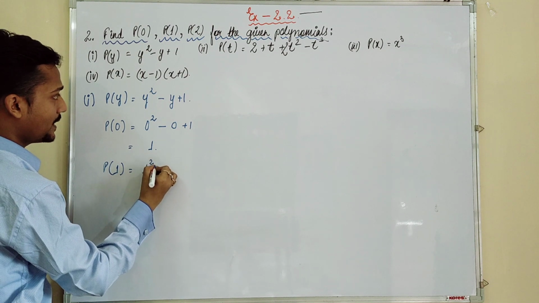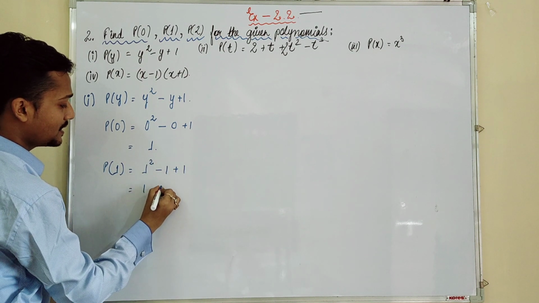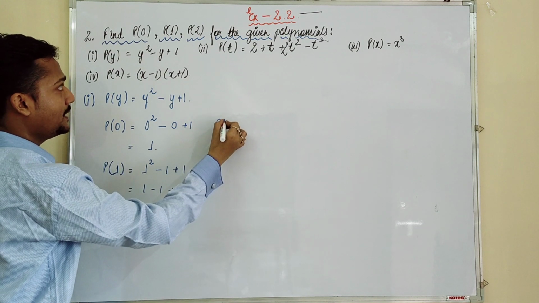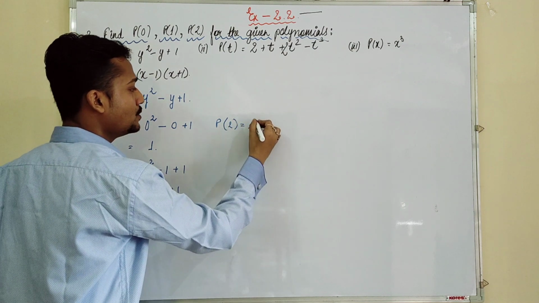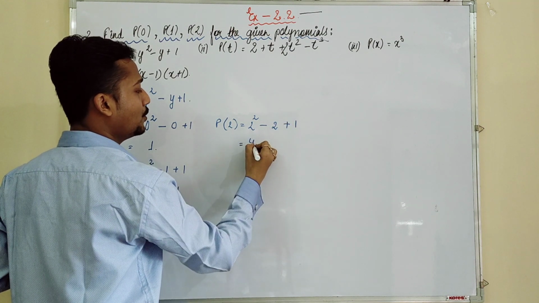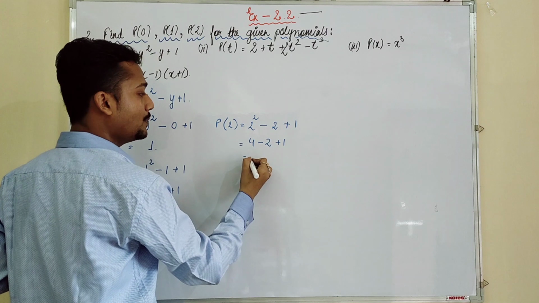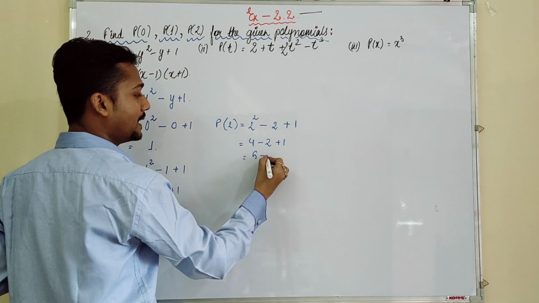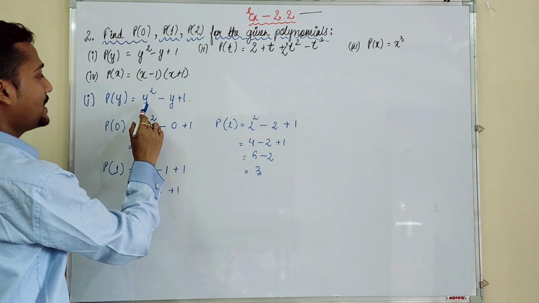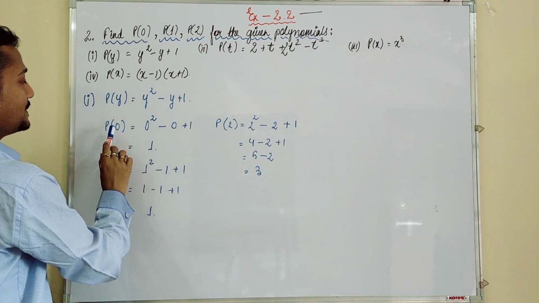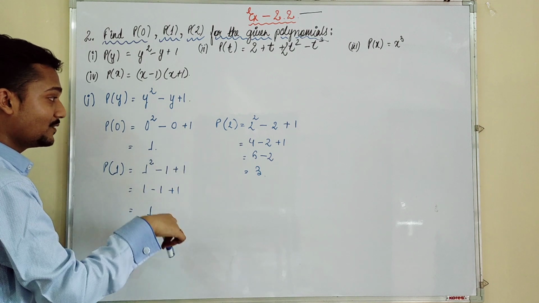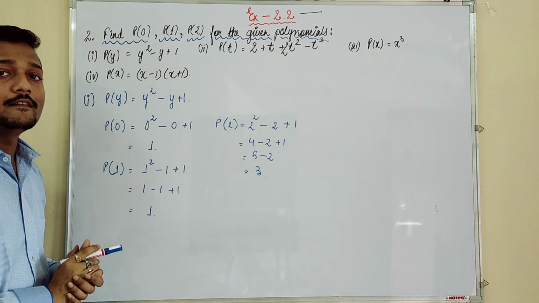p(1) is equal to 1 square minus 1 plus 1. It will be 1 minus 1 plus 1 is equal to 1. Okay, and p(2) is equal to 2 square minus 2 plus 1. 4 minus 2 plus 1 is equal to how much? It will be 5 minus 2 is equal to 3. Okay, how have we done it? That means in place of y we will put the values. If it is 0, then we will put 0 and find out the value. If it is 1, we will put 1 and find out the value. If it is 2, then we will put 2 and find out the value.